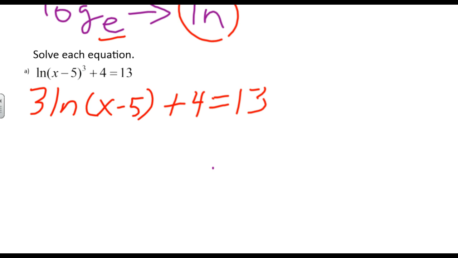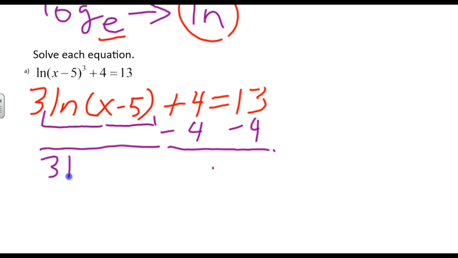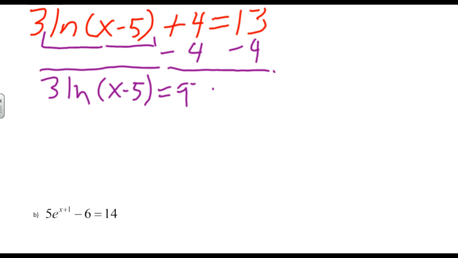Now, as we discussed yesterday, because there's only one log in this problem, I can't drop the log, so I'm going to have to convert to exponential form. To do that, I need to isolate this log expression. I subtract the 4 from both sides. I get 3 times the natural log of (x minus 5) equals 9. Dividing both sides by 3, I get the natural log of (x minus 5) equals 3. And at this point, I need to rewrite this log equation in exponential form.